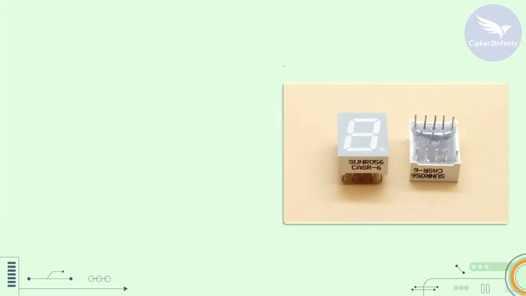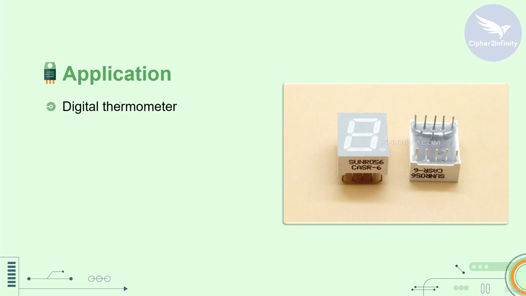Now let's see the applications of the 7-segment LED display. The first application is digital thermometer. It's not like these are the only applications, there will be different applications. So I'm just going to give you an idea about the possible applications.